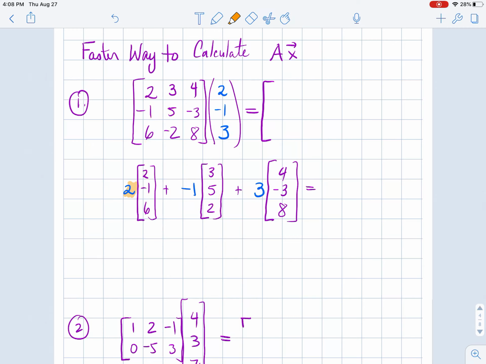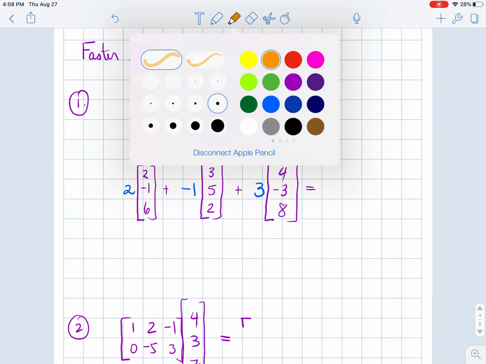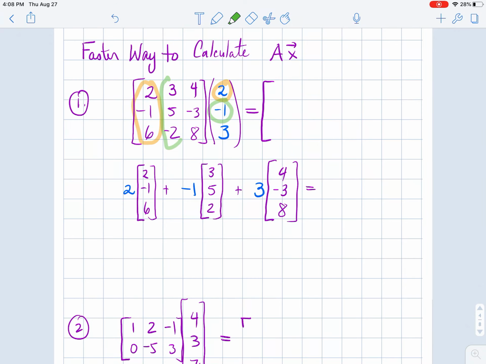So really what we want to notice is that this 2 is getting multiplied by the first vector, the -1 is getting multiplied by the middle, and let's pick blue, this last entry is getting multiplied by the last column. Okay? And that helps us because we can think about span and linear combination. This is a linear combination of those 3 columns with weights 2, -1, and 3. Super awesome. But if we just want to calculate the product, I'll show you a faster way.